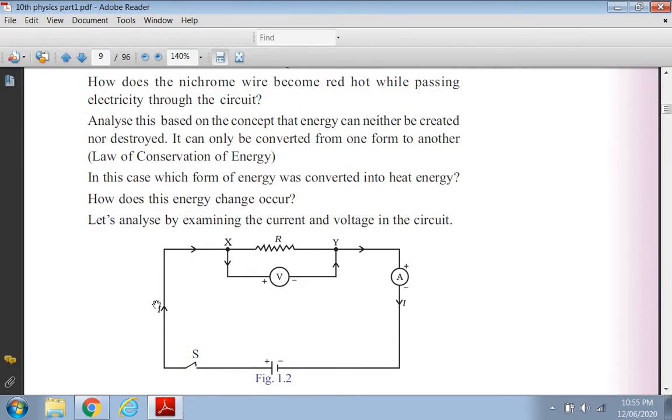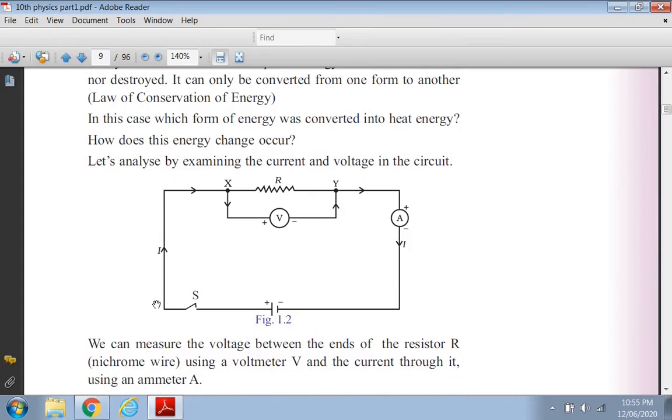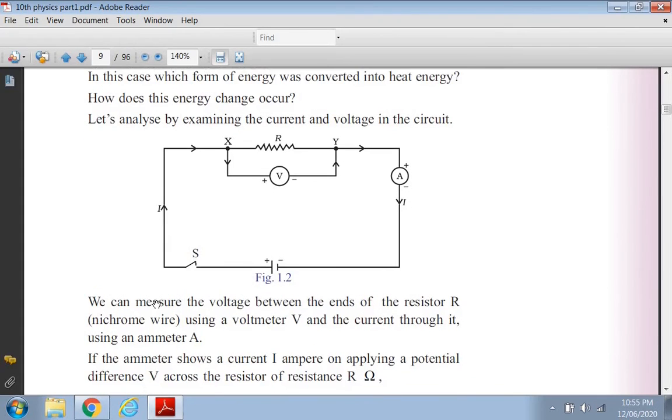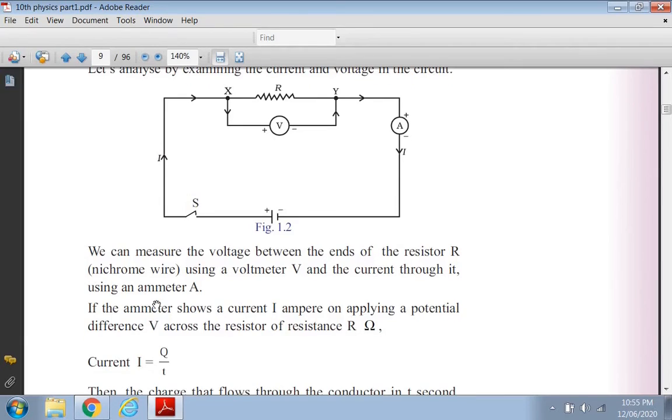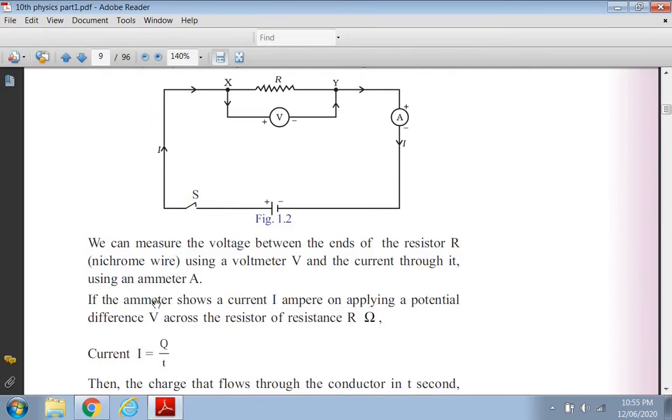Let's examine the circuit once more. Here R represents the nichrome wire with the resistance R. What is the unit of resistance? It is ohm. The nichrome wire has a voltmeter connected in parallel to it. You have to remember the voltmeter is always connected in parallel to the device, and the ammeter, which is used to measure current, is connected in series.